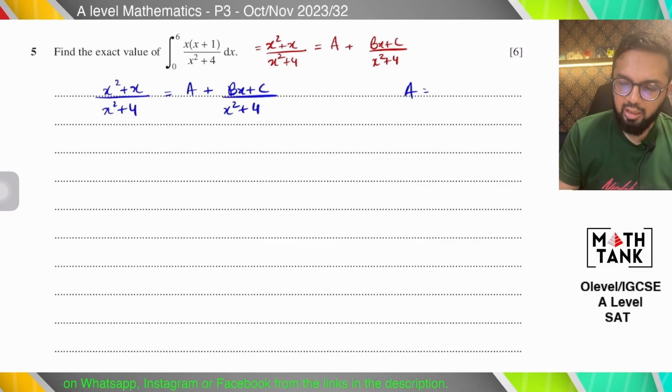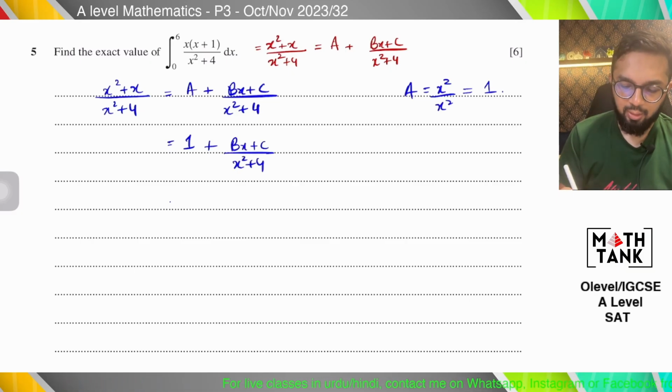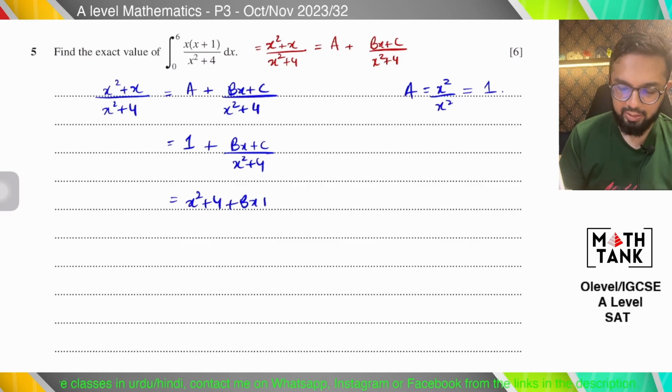For a, you take the highest power in the numerator and the highest power in the denominator with their coefficients and see that this breaks down to 1. So I have 1 plus bx plus c over x squared plus 4. Okay, so I get x squared plus 4 plus bx plus c equals x squared plus x.